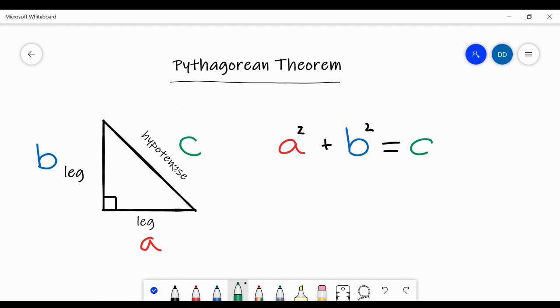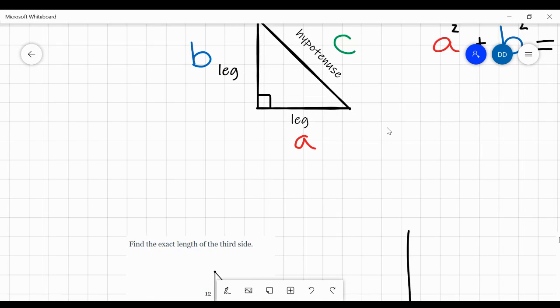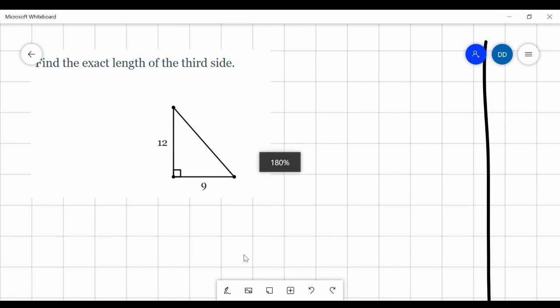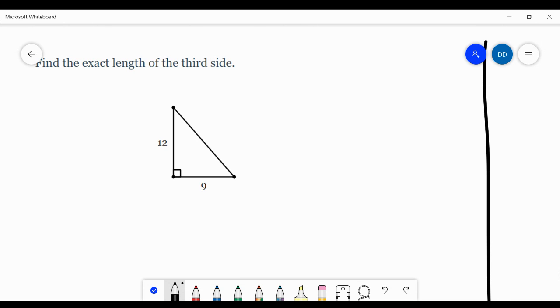So here we have A and B and C, so that means the length of this leg squared plus the length of this leg squared is equal to the hypotenuse squared. So it'll make more sense probably when we do an example, so let's take a look. So this example says find the exact length of the third side. So before I apply my Pythagorean theorem, I'm going to label this triangle so I know what I'm looking for. Also, I'm going to put the formula up here so I know where I'm going to plug everything in.